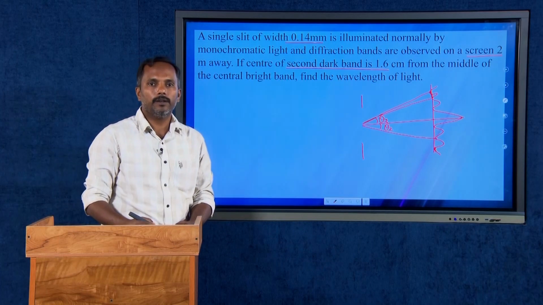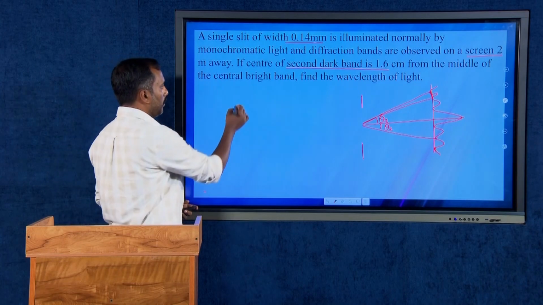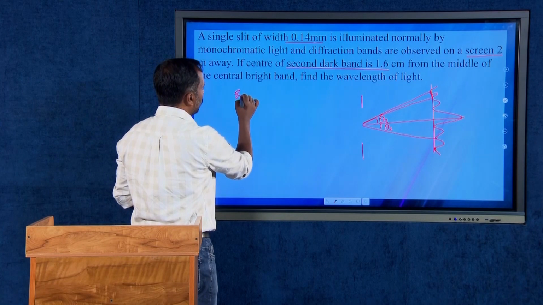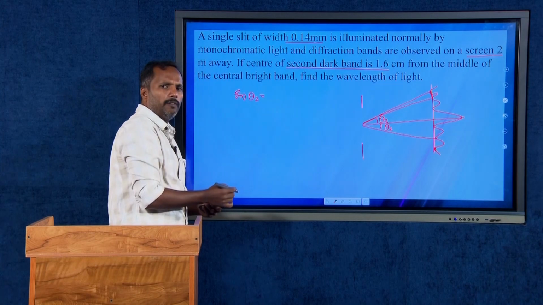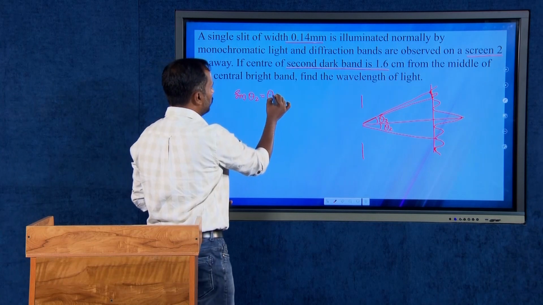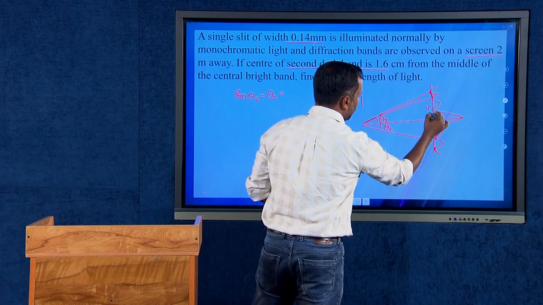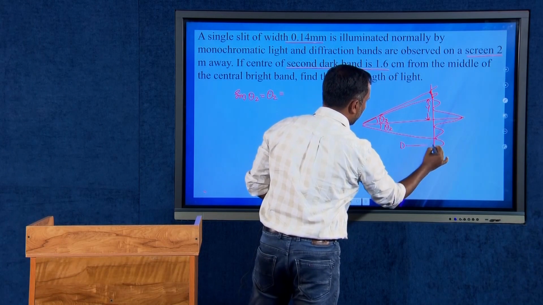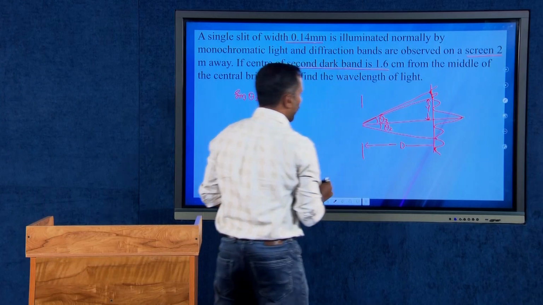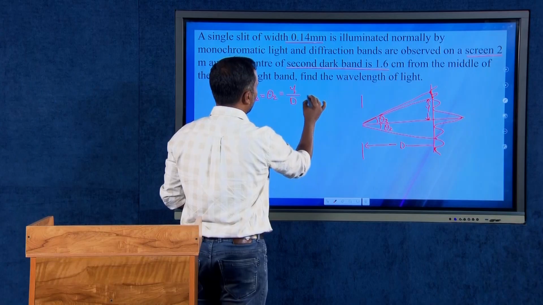Here you can find sin theta 2. Sin theta 2 usually will be a small value, so that shall be simply equal to theta 2, and that shall be equal to this distance. Let me take this distance as y, and the distance between source and screen as capital D. The values are given, it is y by capital D.